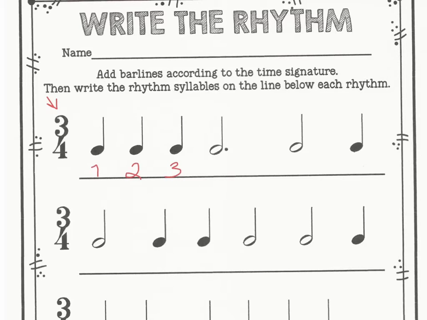So 3 beats in a measure. So after you reach 3, hey, that means that's a measure. We need to put a bar line down. That's going to end our measure.